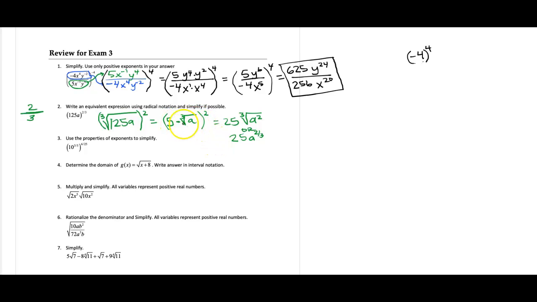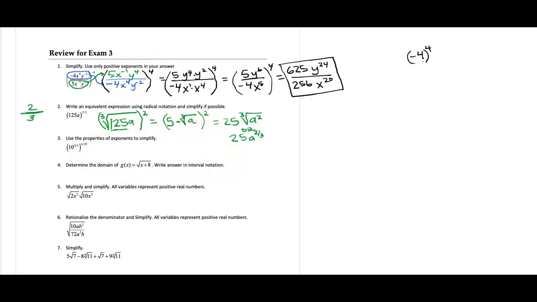Okay, but just remember, it's just a 5 because 125 is a perfect cube. I don't have a to the third. If I had a to the third inside, then I'd be able to take that a out as an a, but as it is, it's still stuck inside, so that's why I had to do it this way.